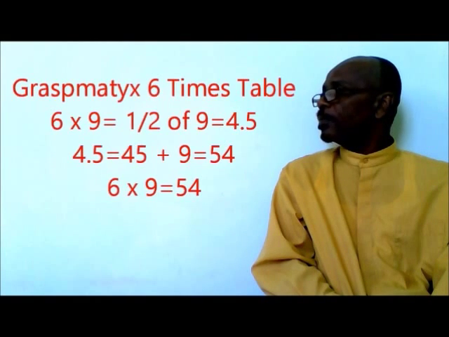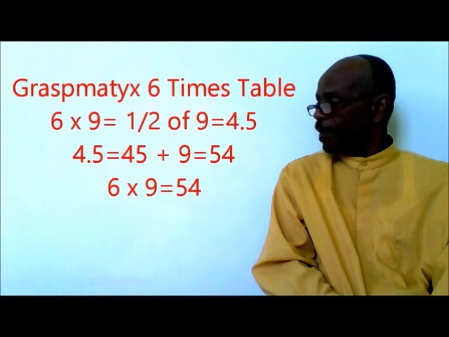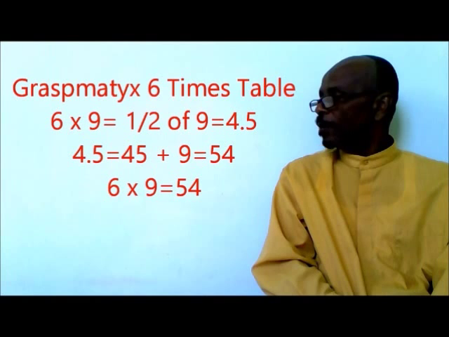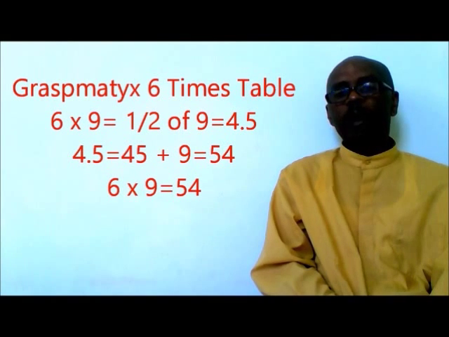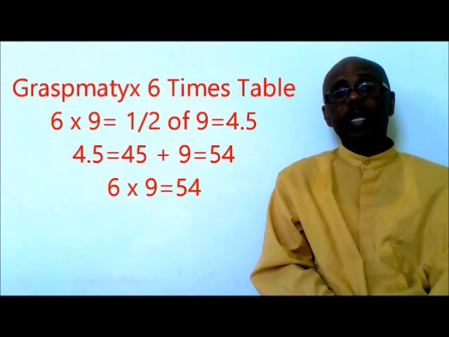Now what about 6 times 9? Same thing. I do what? I find a half of 9, which is 4.5. Remove the decimal point, or the dot, and then I get 45, and I add that to the 9, and I get what? 54. You see how simple and easy that is?